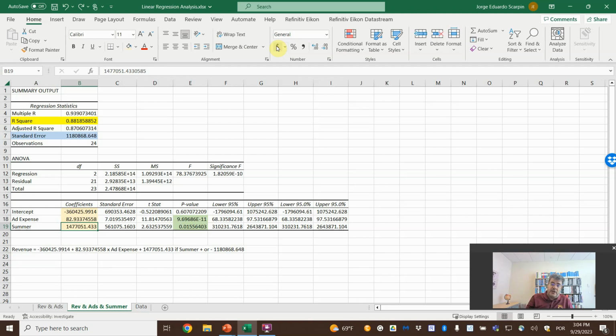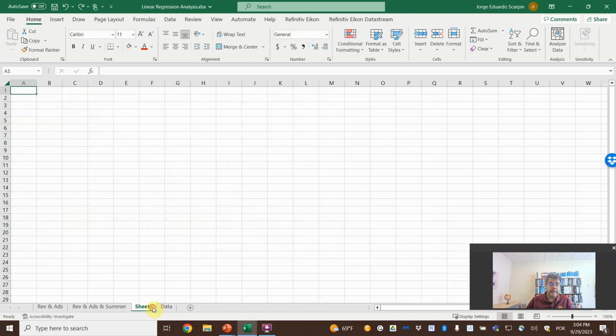If we have more than one, for instance, summer, spring, fall, and winter, 4 categories, then we need to split it into 3 dummy variables. So one is the standard, for instance, summer, and then one if it is spring or not, the other one if it's fall or not, and the third one if it is winter or not. And then we can go to a summary of the two models. So first, revenue and ads. The second one, revenue and ads and summer.